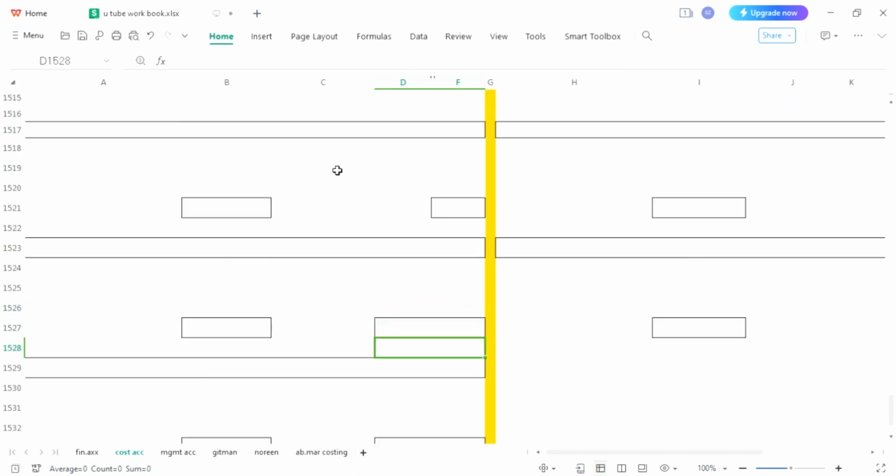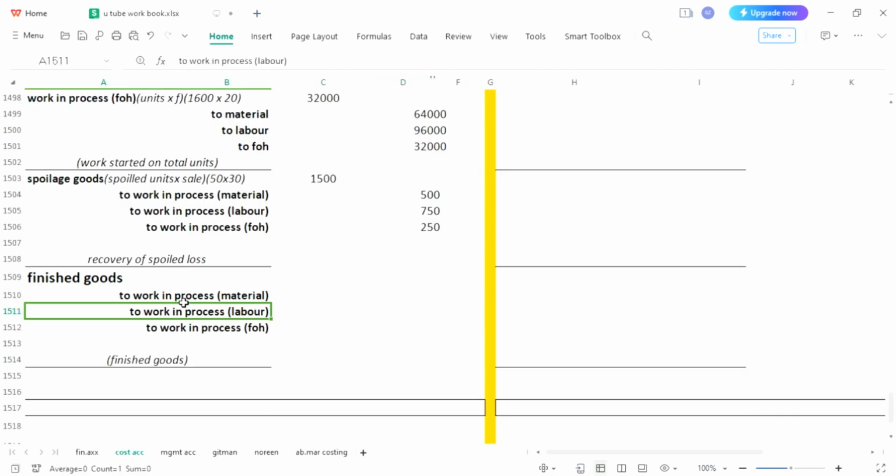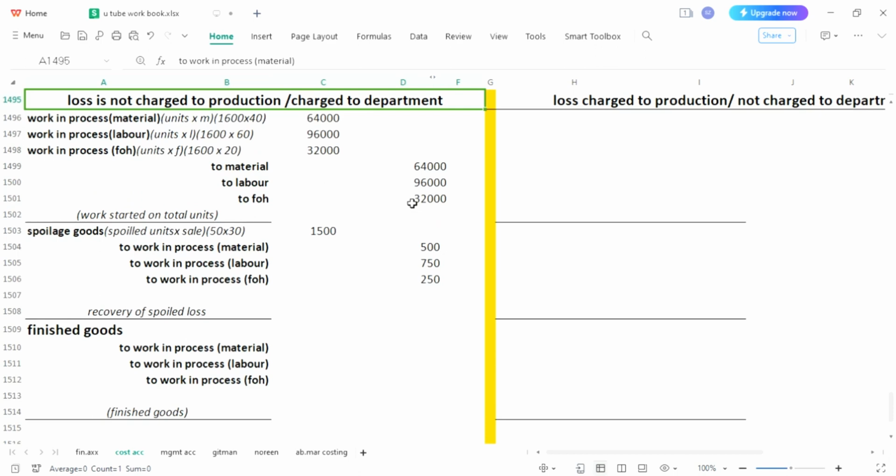What we have done over here, these are formulas to memorize. Sometimes you forget what you have done, so that is why I have written the formulas. And the second option I have given you is to calculate directly. Simply, you are taking 1500 multiplied by individual amount 64 divided by grand total 192.